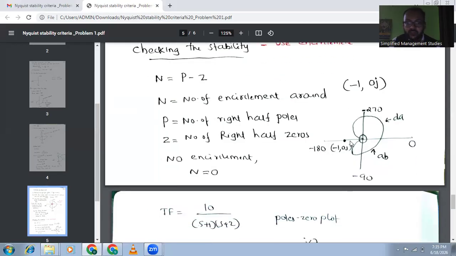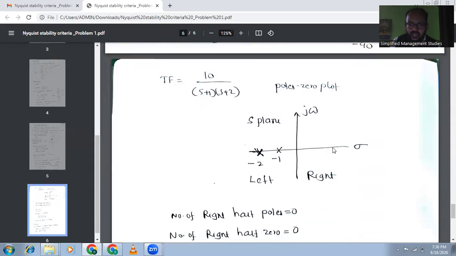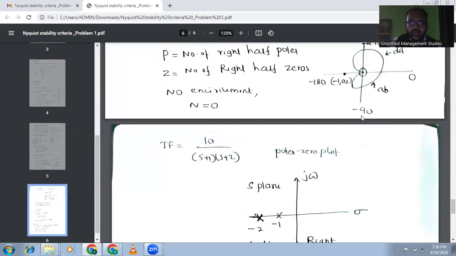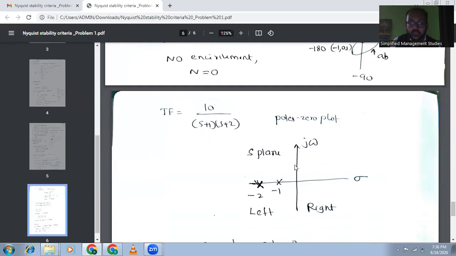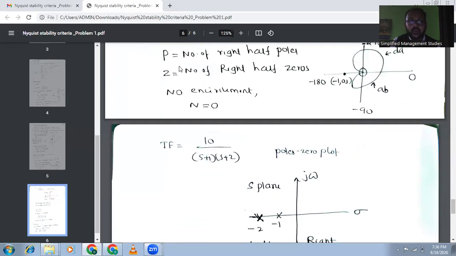Okay, so here, by the way, you find out how many right poles are available. Right pole means here, right side, my right side. In this diagram, this is my right side, correct? It is very clear that there are no right half poles available here. Similarly, is there any right zeros available here? Absolutely no. So we can say that P is equal to 0 and Z is equal to 0.